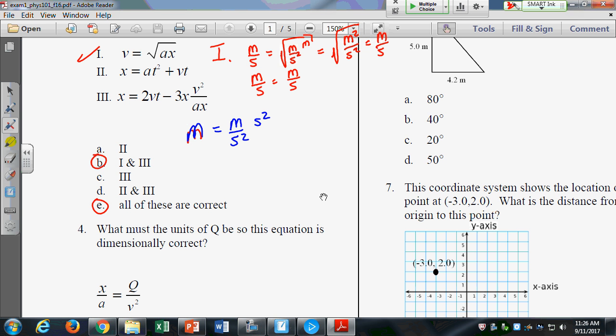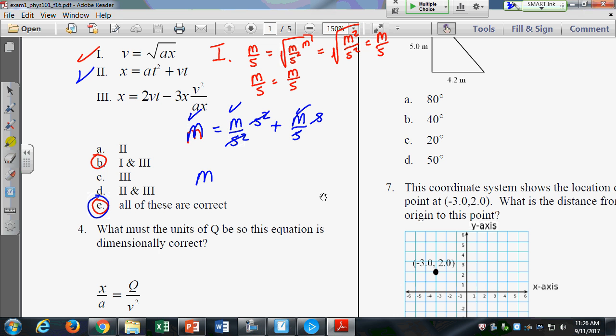Let's see, where was I? So far we're okay on number 2, and then plus VT, meters per second times seconds, cancels, cancels, cancels, cancels. Check, check, check. So number 2 is okay. So that means E is going to be the right answer. All right, because 2 is also okay. But let's just show it with 3.